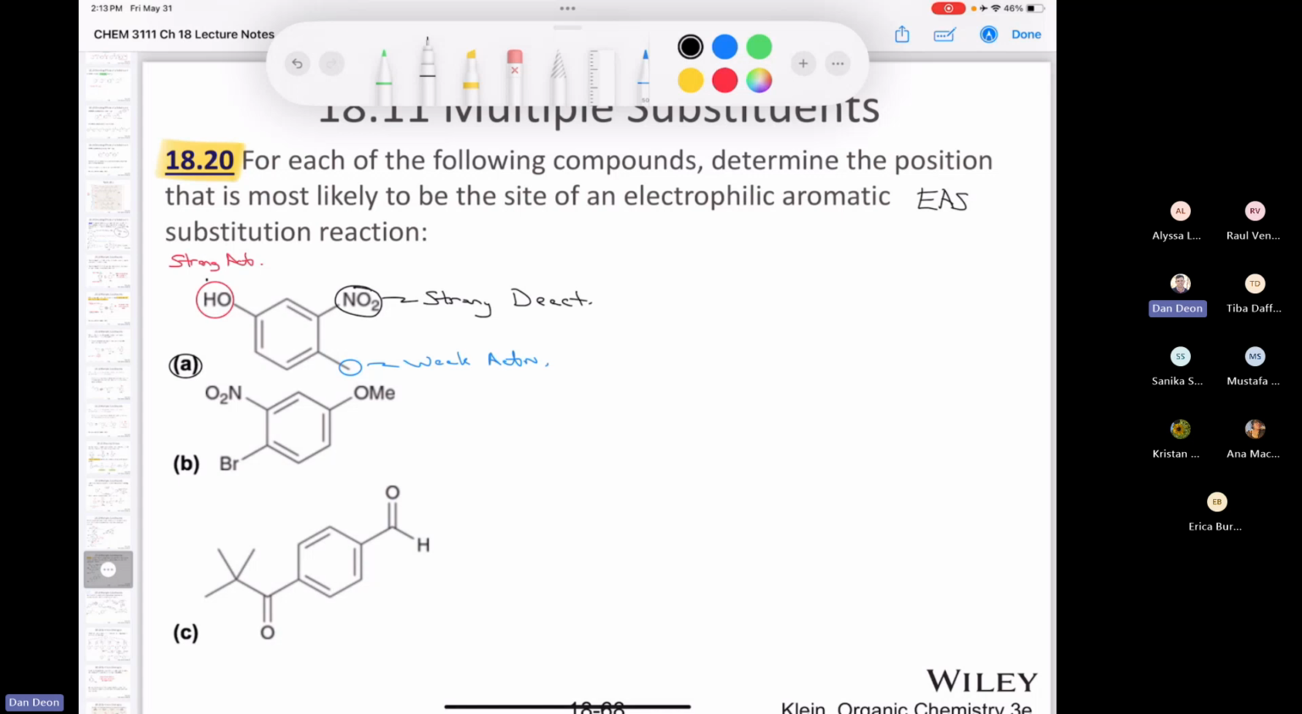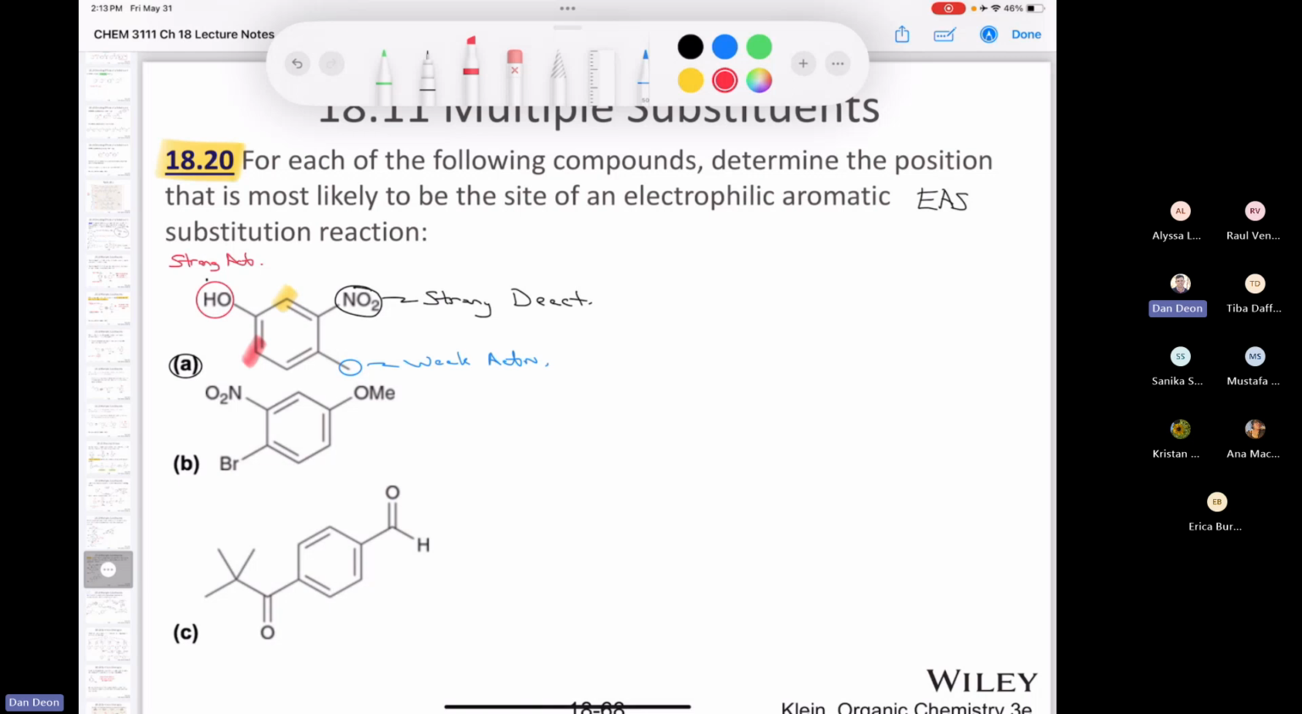Anyhow, so who's going to win? Well, the strongest activator is always going to win. And so the hydroxyl group is the one that's going to dominate. It could direct to the para position, but that position already has a substituent. Then we have this ortho position that I'm going to highlight in yellow, and this one that I'm going to highlight in red. Could anybody tell me whether it's most strongly directed to the yellow position or the red position?